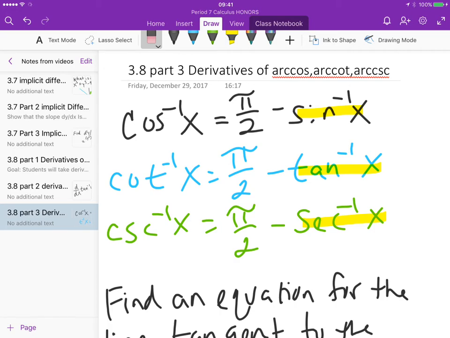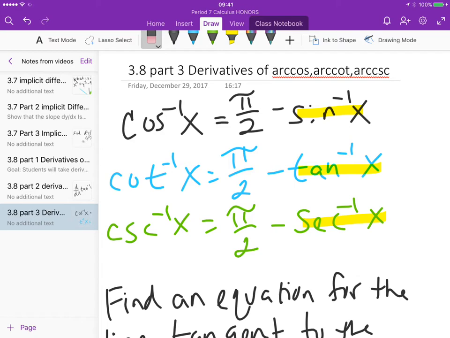All right, guys, so as we finish up 3.8 in derivatives of inverse trig functions, we're going to look here at the derivative of arc cosine, cotangent, and cosecant specifically. And so what you see on the screen right now is helpful identities, all right?